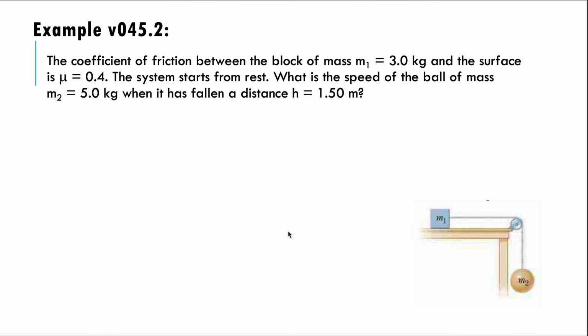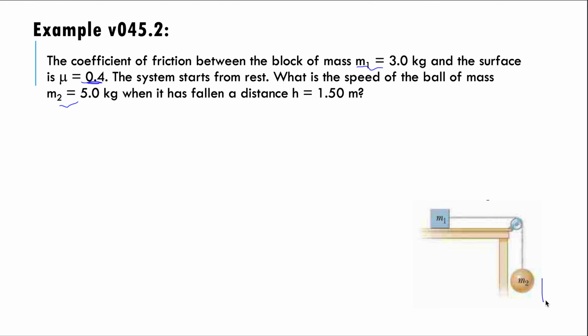This is example number 2 from v045 on conservation of energy with friction. In this example, we have two masses that are connected. M1 is on a rough surface. We are given the coefficient of kinetic friction, and M2 is hanging. We are given the two masses, and the system is starting from rest. What is the speed of the ball when it has fallen a distance h, which is 1.5 meters?